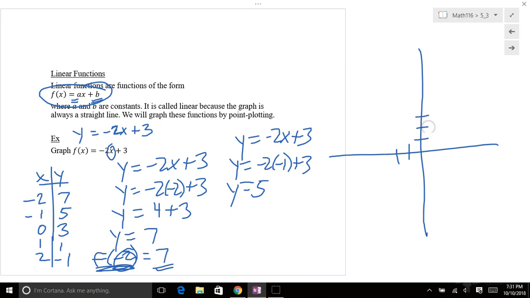Negative 2, up 7 right there. We've got negative 1, and we're up 5. We've got 0, we're up 3. We've got 1, and we're up 1. And we've got 2, comma, negative 1. Then we just draw right through there, and there's our line. It's supposed to be a nice straight line, but I don't have a straight edge on me, but you kind of get the picture of that.